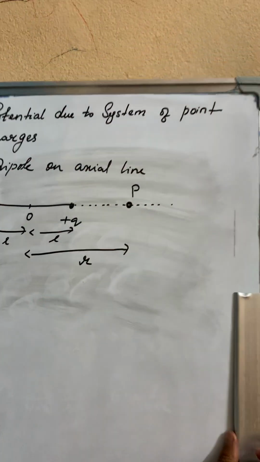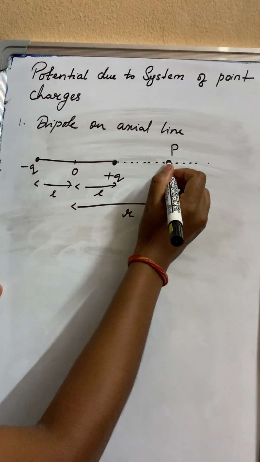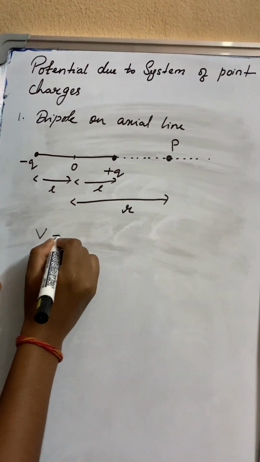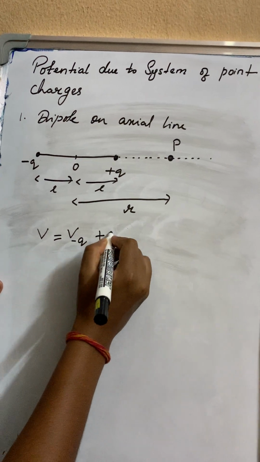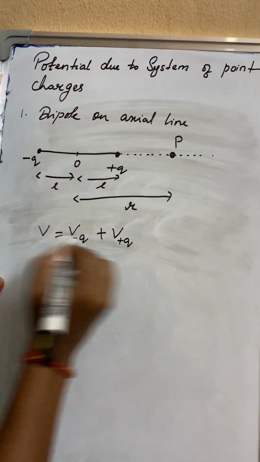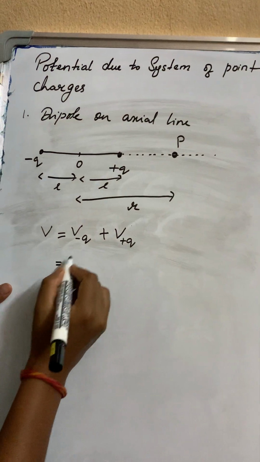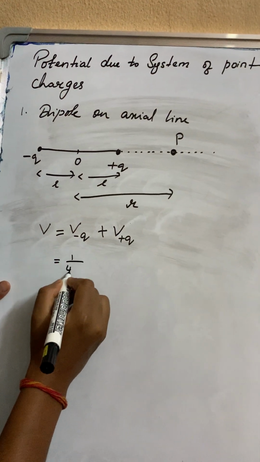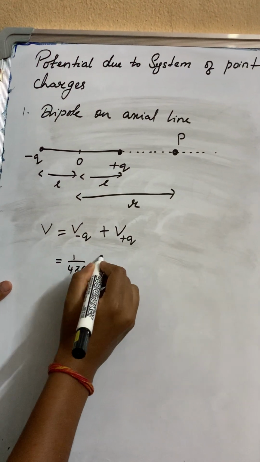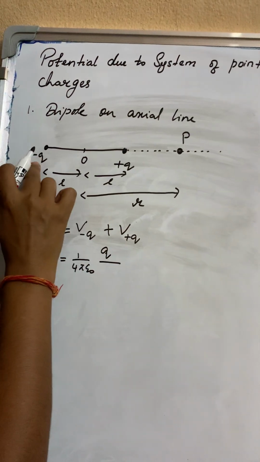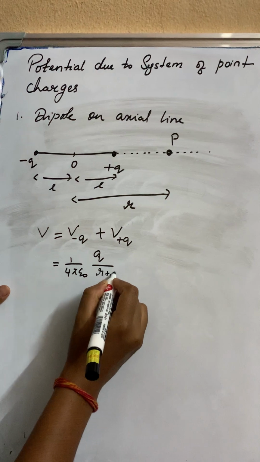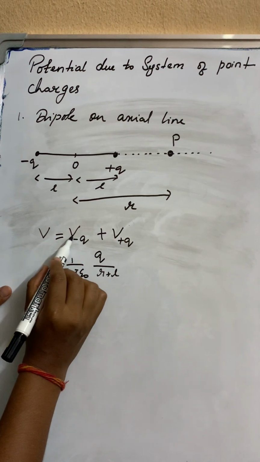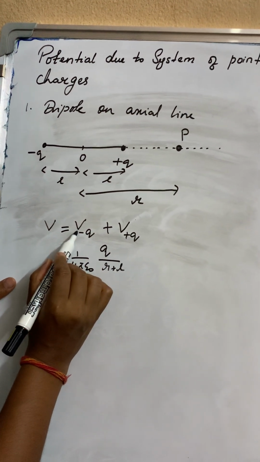Then what will be the potential at this point? Total potential will be what? Due to minus Q and due to plus Q, right? Now due to minus Q, what is it? 1 by 4 pi epsilon naught, Q by, due to minus Q, what is the distance? R plus L.